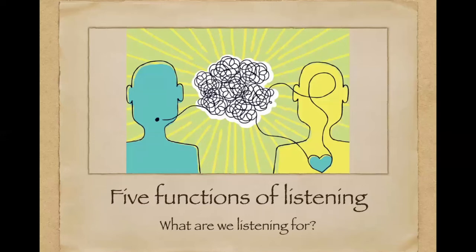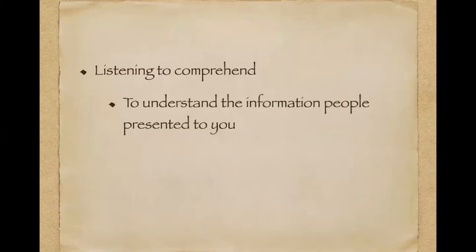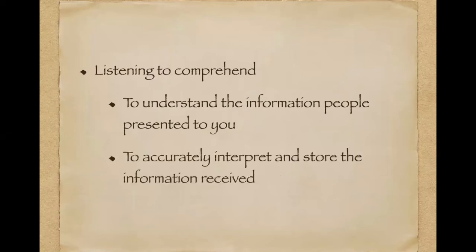So our second objective in this chapter is to see some different functions of listening and understand what we are listening for. The first one is listening to comprehend, and that means our goal of listening is to understand the information people present and to accurately interpret and store the information received. One simple example, what you are doing right now is exactly listening to comprehend. The only reason you are watching this video here is to understand the knowledge we try to deliver to you and to store that knowledge for quizzes.